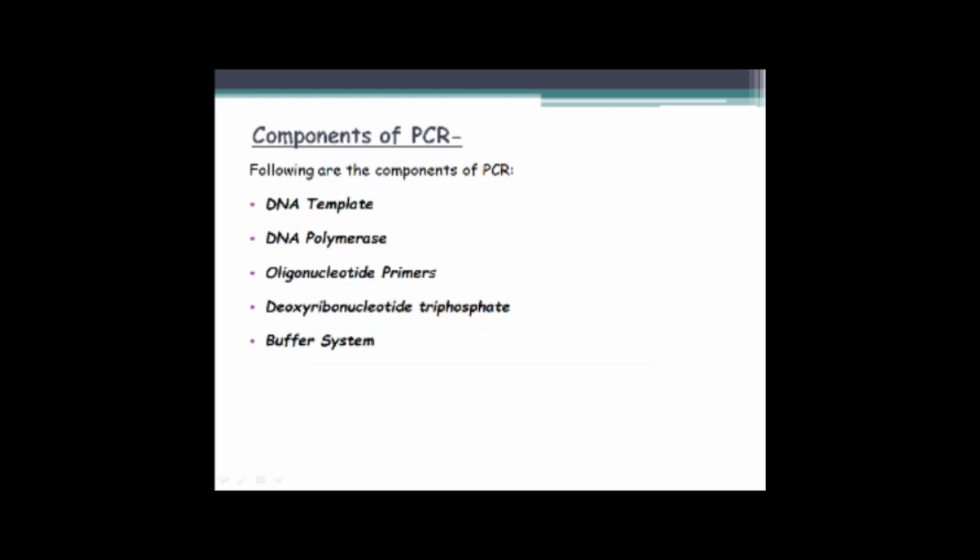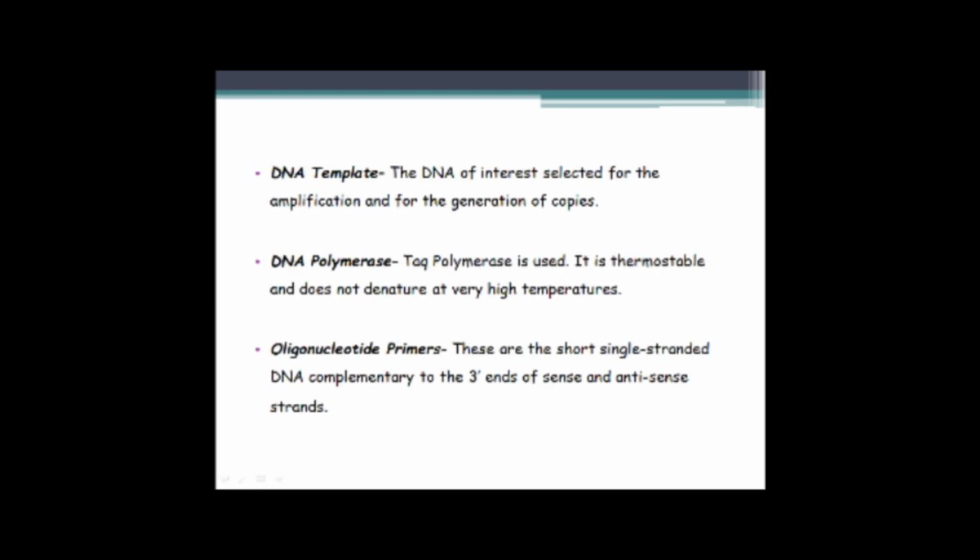Components of PCR. Following are the components: DNA template, DNA polymerase, oligonucleotide primers, deoxyribonucleotide triphosphate, buffer system. DNA template: the DNA of interest selected for the amplification and for the generation of copies. DNA polymerase: Taq polymerase is used. It is thermostable and does not denature at very high temperature.